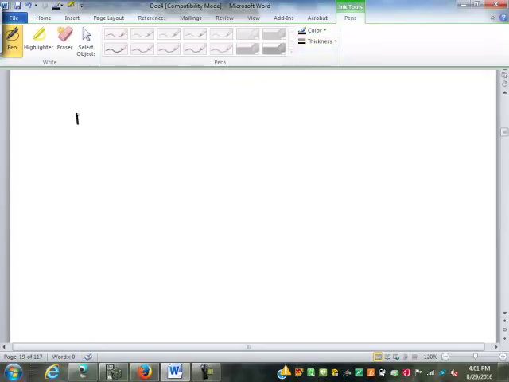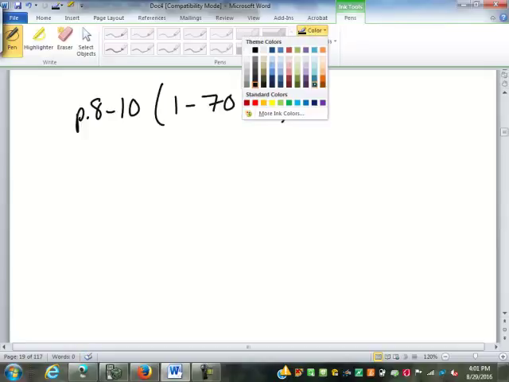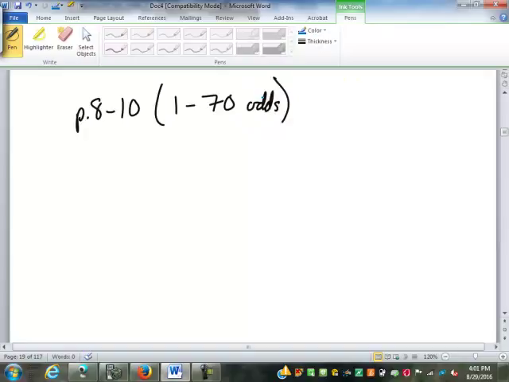Your homework is out of your book, pages 8 through 10, problems 1 through 70, the odds. By odds, that's just 1, 3, 5, 7, 9, and so on. The reason why I assign the odds, for a couple reasons. One is so it's not such a large assignment. Two is, in a couple minutes here, I'm going to hand out a packet that has the answers for all the odd-numbered questions. So I do expect you to look over your own homework and check your own answers.